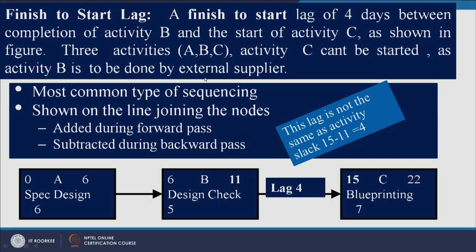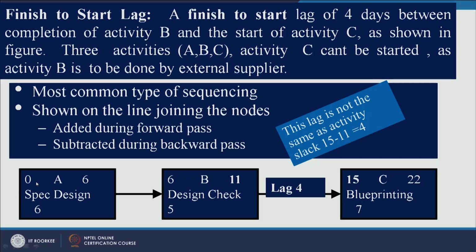right. So, this is the most common type of sequencing shown on the line joining the nodes. Yes, it is there. Added during the forward pass. So, if there is any lag, it is to be added during the forward pass for calculation of the critical path and subtracted during the backward pass, right.